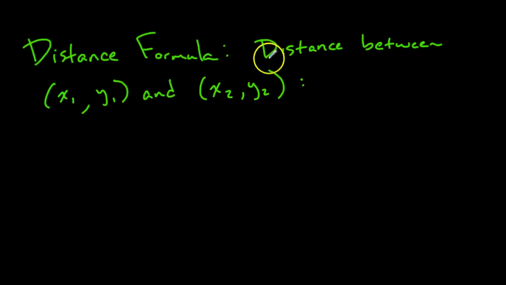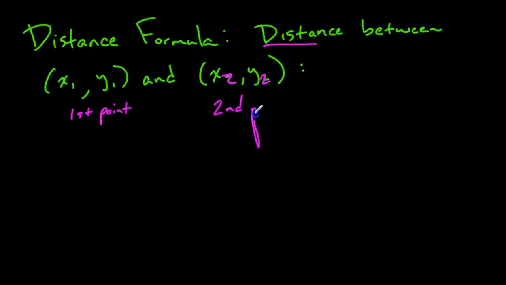Distance formula. The distance between any 2 points, x1, y1, and x2, y2. That just means first point, and the x2, y2, that little 2 there, means the second point. Now this formula is incredibly important. You guys need to commit this to memory.